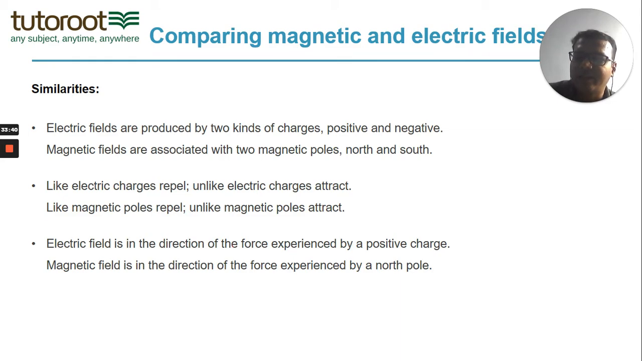Next, the electric field is in the direction of the force experienced by a positive charge. So how do you know if there is an electric field existing? If there is a charged body and it is moving under a force, that means there is an electric force. The direction of the charged body gives the direction of the electric field. The same thing is there in a magnet. If a magnet is at a place and it is moving, that means there must be a magnetic force on it. The direction in which it is moving gives me the direction of the magnetic field line at that point.